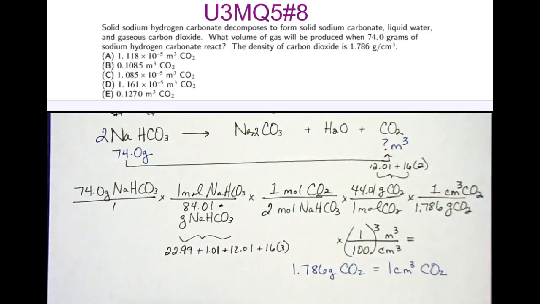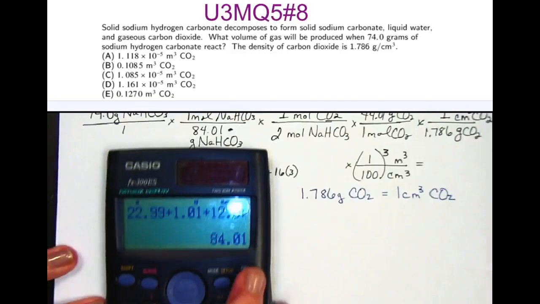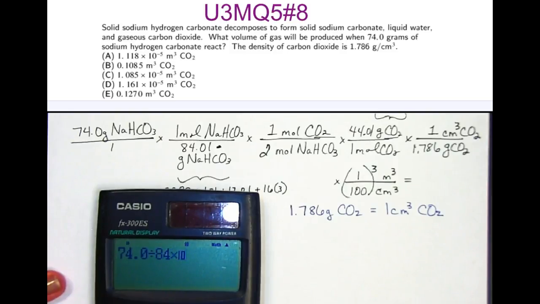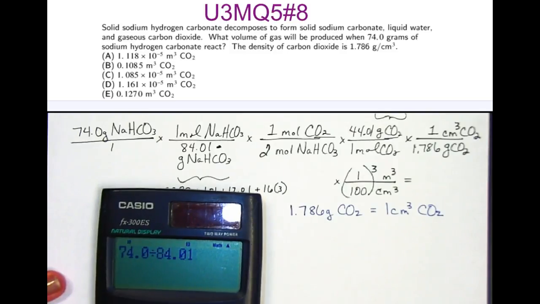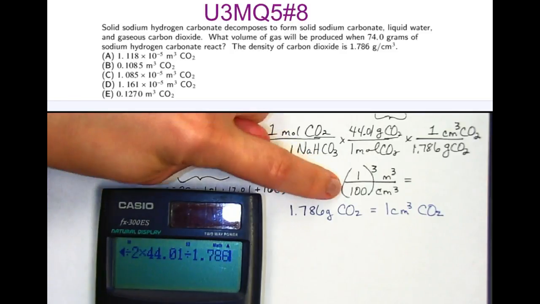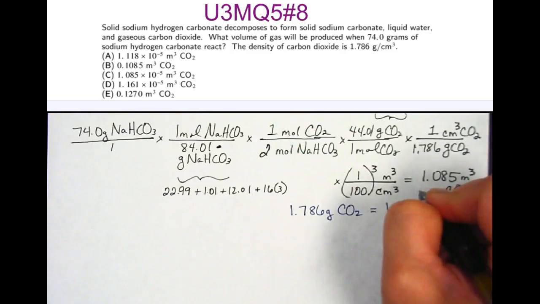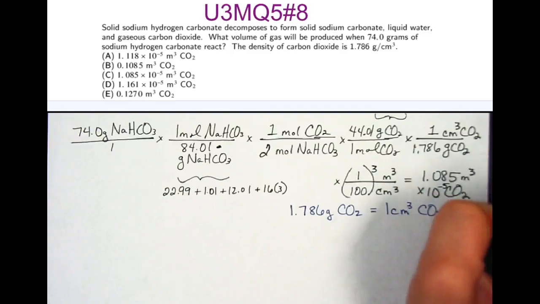Okay, so to type this into our calculator, we would type in 74.0 divided by 84.01 divided by 2 times 44.01. Then we're going to do divided by 1.786, and then here we're going to hit divided by 100 cubed, which is equal to 1.085 times 10 to the -5, which is equal to letter C.